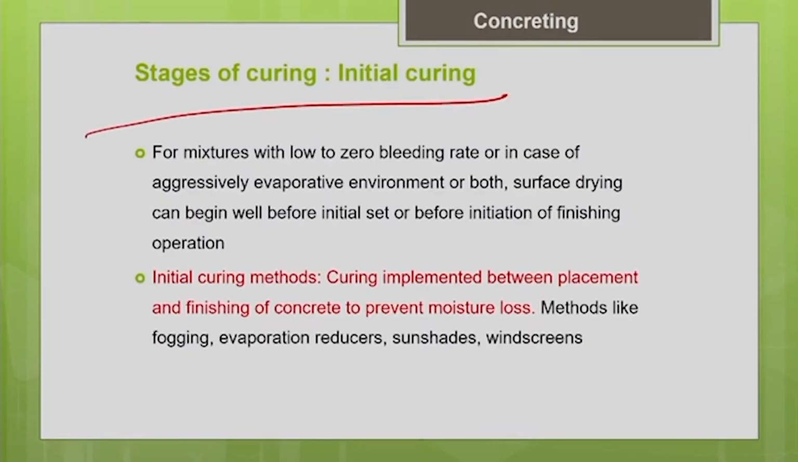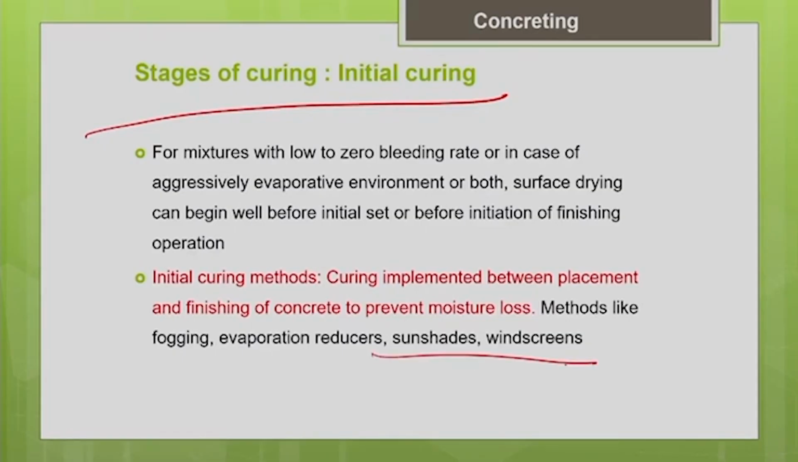So, here what we do is we just do some fogging, or we just cover the concrete with a sunshade or a windscreen, so that you can control the rate of evaporation. We cannot apply water, that is final curing. So, in initial curing, what you do is just prevent the rate of drying, to prevent the loss of water due to evaporation.